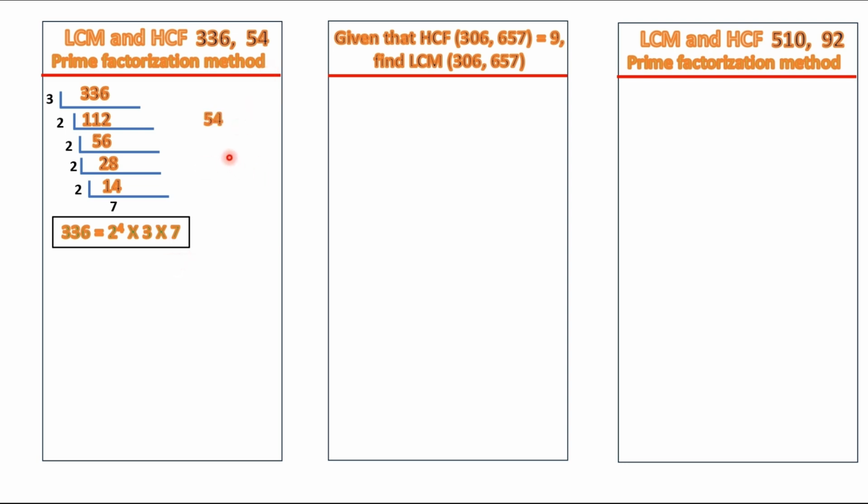Similarly, 54 also will write the same way. So 2 into 27. So 27, we know clearly it's 3 into 3 into 3, right? 3 cube. So simply written, very quickly. So it's 3 cube. So 54 can be written like 2 into 3 cube, okay?